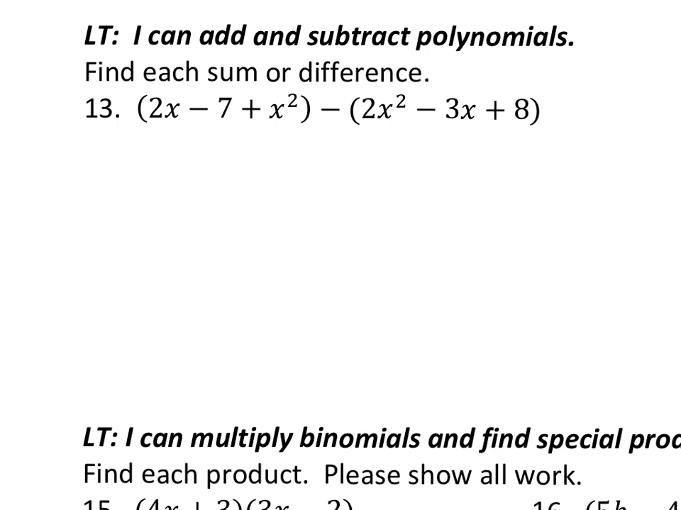Right, number 13 and 14 fall under the learning target: I can add and subtract polynomials. So I'm going to take my highlighter right now, and I'm going to highlight all my like terms. So 2x, and there's negative 3x. Let's do x squared, 2x squared, and then let's go green, negative 7 and 8. And I'm subtracting these polynomials.